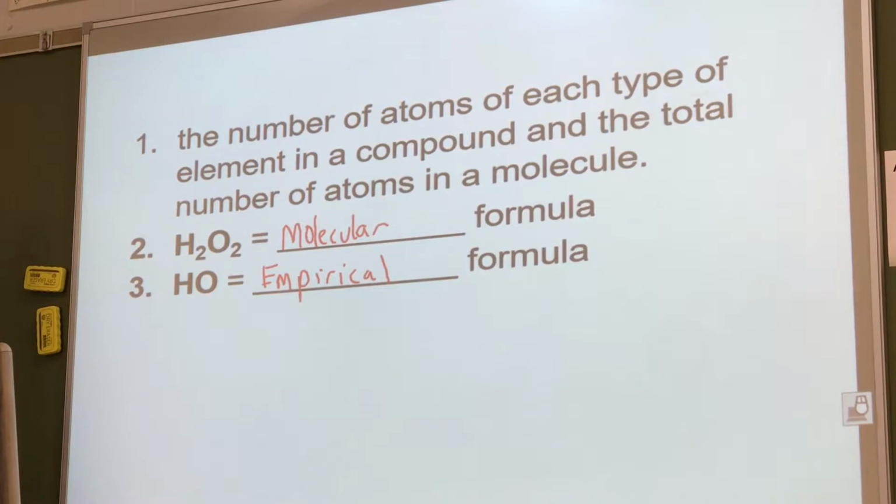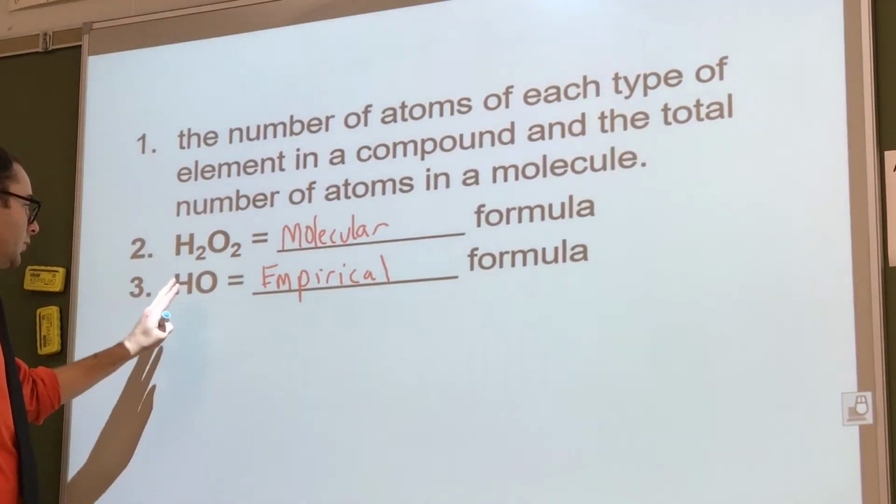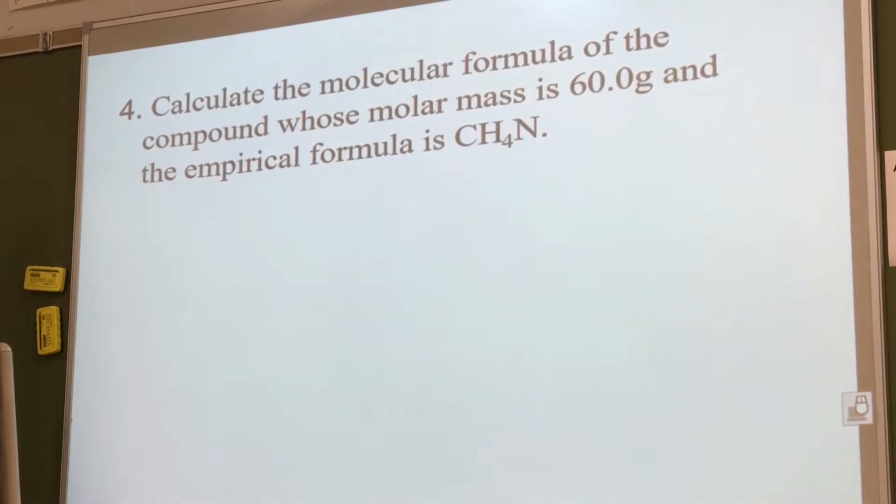All right? Empirical formula is the simplest form. Molecular formula is what actually exists. So this is hydrogen peroxide, all right? And that's H2O2, which is very different from just being one H and one O, all right? All right, so let's check this out.